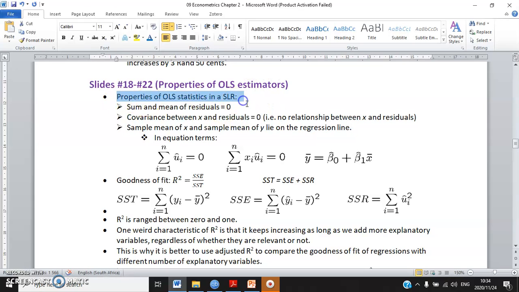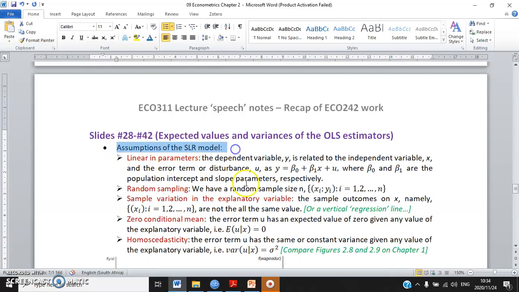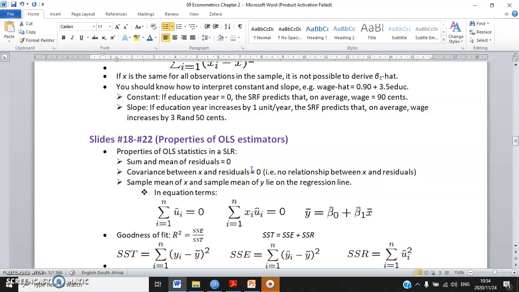Okay, but don't get confused between this question, properties of OLS statistics or estimators, and the next important question about the assumptions of the regression model. So don't get confused between the 2 types of questions. Over the years, I've noticed when I mark the bootcamp test, students get confused between the 2 questions.